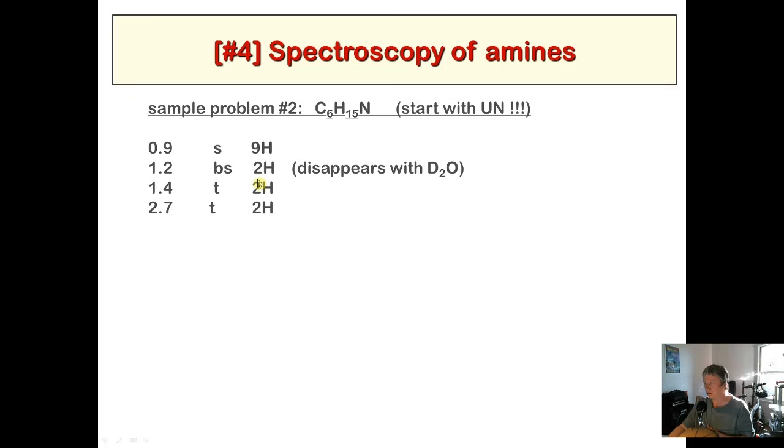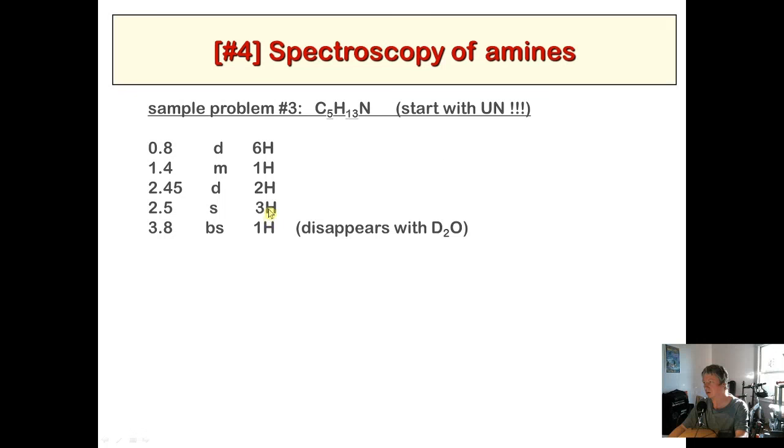How about this one? Here we have another one. C6H15N. Start with the UN. Calculate the UN. 2 H's. What do you think? Is it a primary, secondary, tertiary? Well, probably a primary because it's 2 H's, right? Should be a very easy molecule to solve the structure for. Okay, now this is interesting. It's a broad singlet of 1H. So is it a primary or secondary or tertiary? Probably going to be a secondary amine. 2 things on it, you have 1 left over. It's an NH. See if you can do this problem.